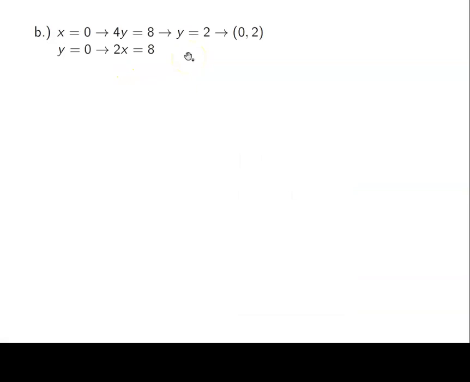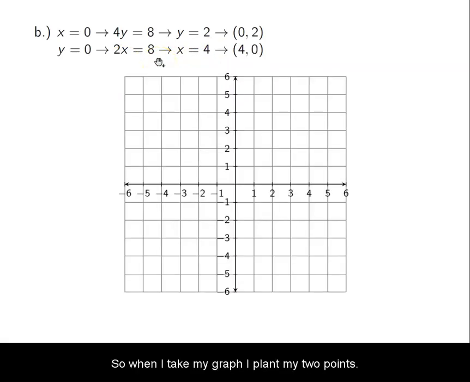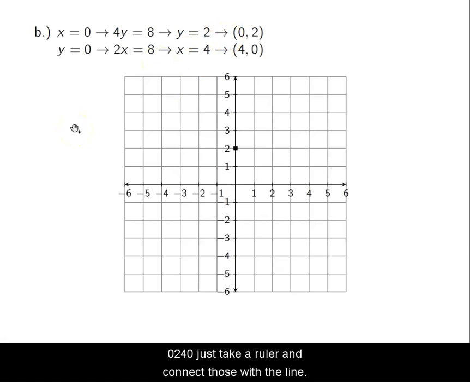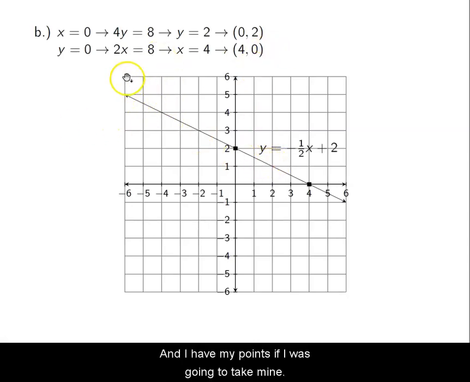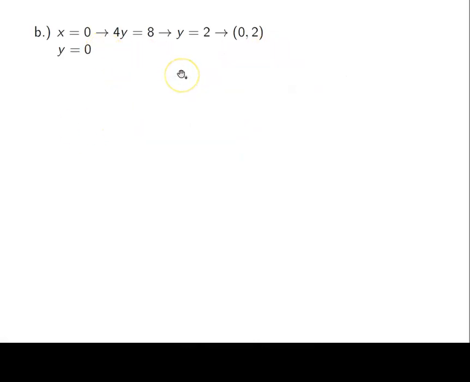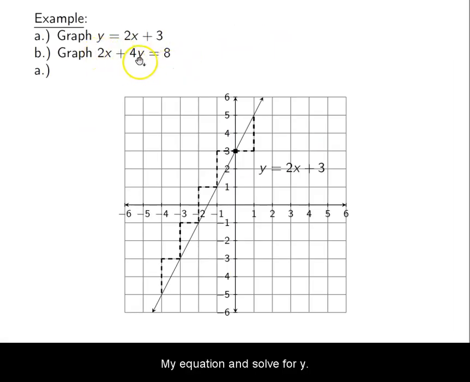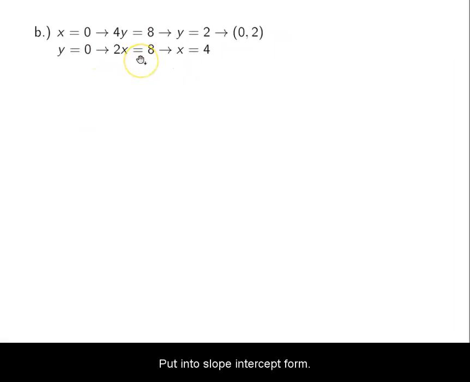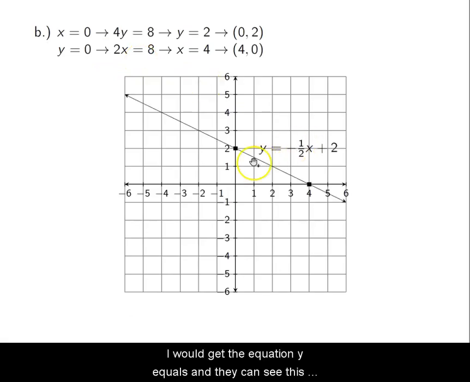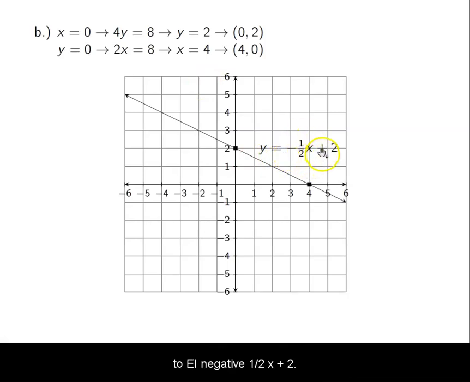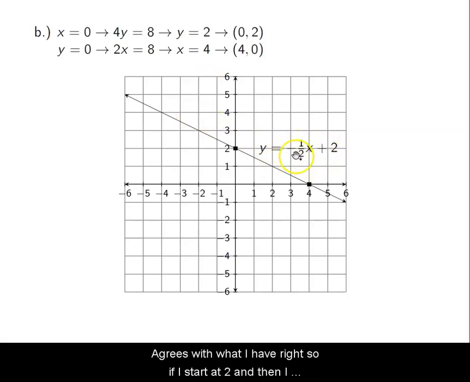Okay, solve for x, and I get x is 4, that gives me a point of (4, 0). So when I take my graph, I plot my 2 points, (0, 2) and (4, 0). I just take a ruler and connect those with a line, and I have my points. Now if I was going to take my equation and solve for y, put it into slope-intercept form, I would get the equation y equals, I know you can't see this too well, negative 1/2 x plus 2, and that agrees with what I have, right?